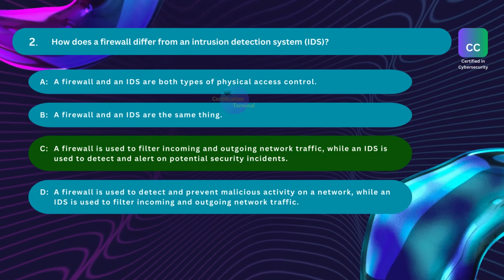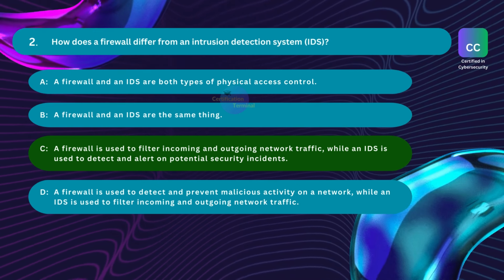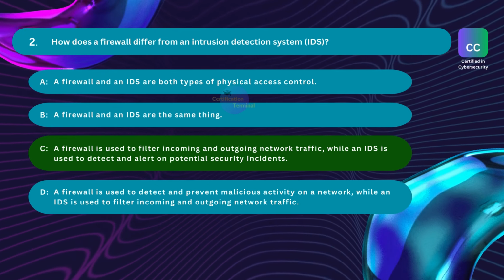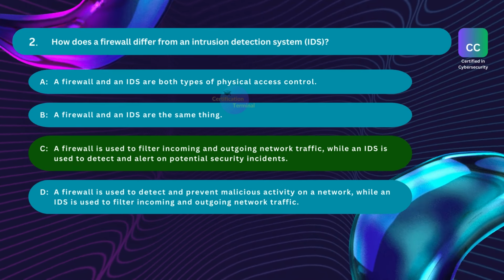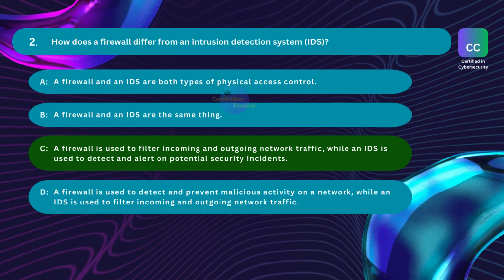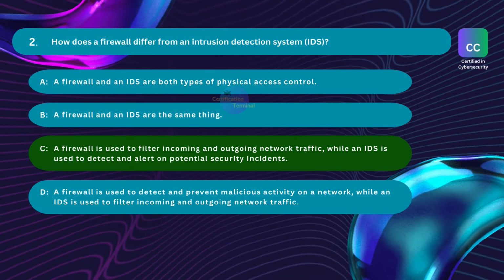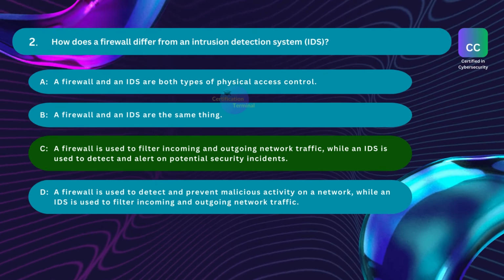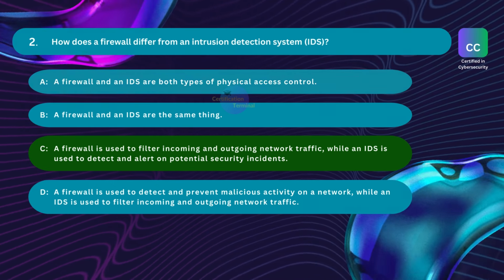Firewalls are positioned at the perimeter of a network and serve as a barrier between the internal network and external entities, filtering traffic based on predefined rules. Their main purpose is to control the flow of traffic and prevent unauthorized access. In contrast, an intrusion detection system is designed to monitor network or system activities for signs of potential security incidents. It does not actively block traffic, but instead raises alerts when it identifies patterns or behaviors indicative of malicious activity.